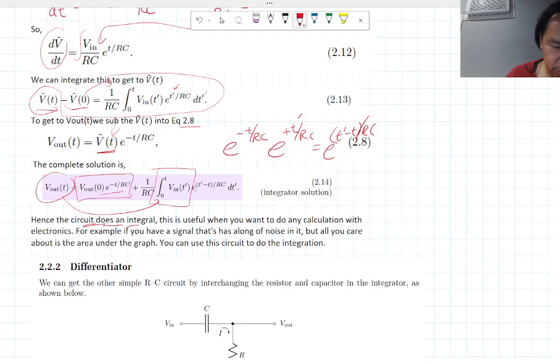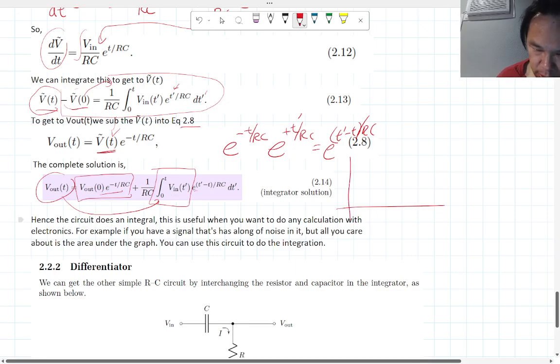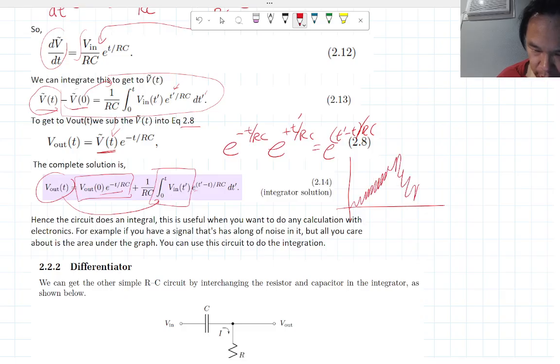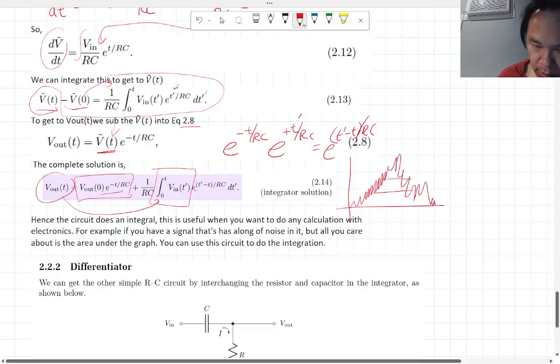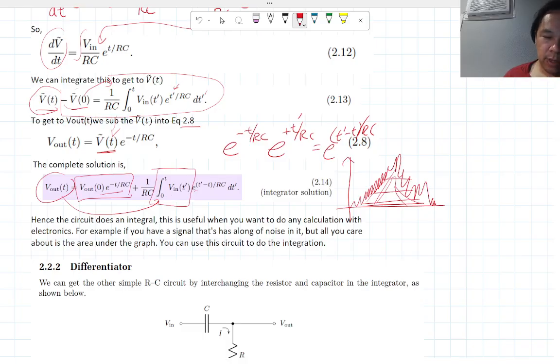One of the applications is that, let's say you have a signal like this, maybe I was going to do an example where it's a bunch of wiggles. But then all you care about is how big is the area under the graph of the signal. The integrator basically tells you that, which is sort of neat. So this circuit does integration.